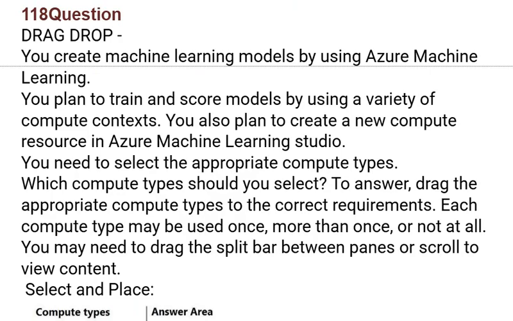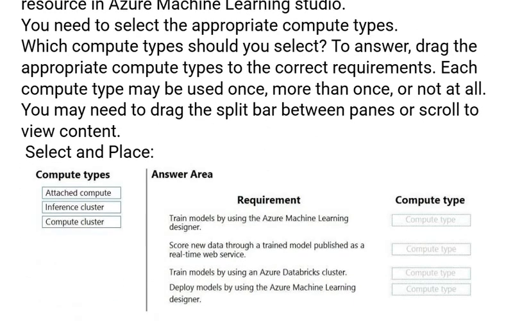Question is drag and drop. You create machine learning models by using Azure Machine Learning. You plan to train and score models by using a variety of compute contexts. You also plan to create a new compute resource in Azure Machine Learning Studio. You need to select the appropriate compute types. Which compute types should you select? To answer, drag the appropriate compute types to the correct requirements. Each compute type may be used once, more than once, or not at all. Please see this section.